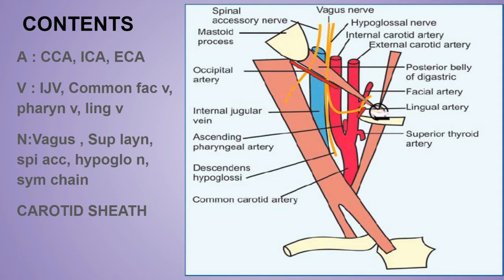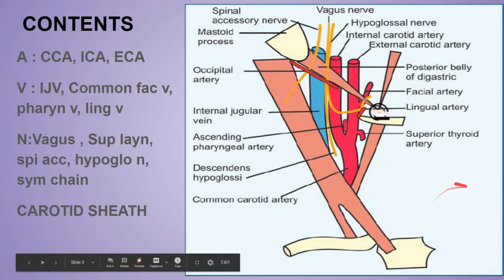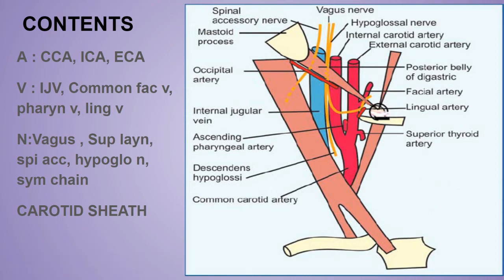While over here, at the termination of the common carotid artery and the beginning of the external and the internal carotid artery, the bifurcation, we have one body known as the carotid body, which acts as a chemoreceptor. Also in the contents we have the branches of the common carotid artery, that is the internal carotid artery and the external carotid artery. Now in the veins we have the internal jugular vein. This is the internal jugular vein.